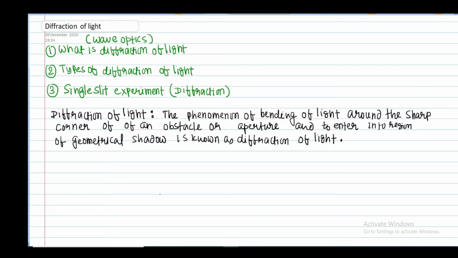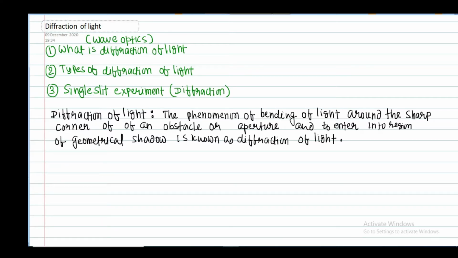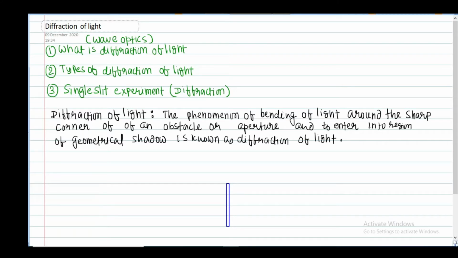Let us consider an example. Suppose we have a monochromatic source of light, and the rays are coming from the source. And suppose we have an obstacle. Suppose this is one obstacle, and this is the screen which is placed just behind this obstacle. Then this will be the region of geometrical shadow.